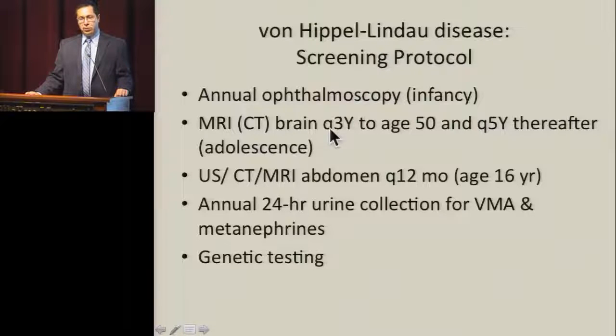MRI of the brain has to be done. Usually they start around adolescence, every 3 years, and then they move it to every 5 years later. They should have imaging of the abdomen because of the renal cell carcinoma, because of the pheochromocytoma. Usually start again around adolescence, age 16 or so. You can check the urine for VMA and for metanephrines for pheochromocytoma. But as I said, genetic testing is becoming more and more important, and it's very sensitive.